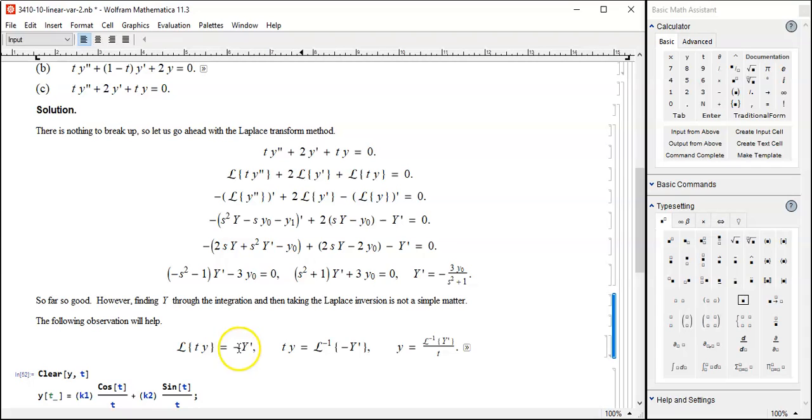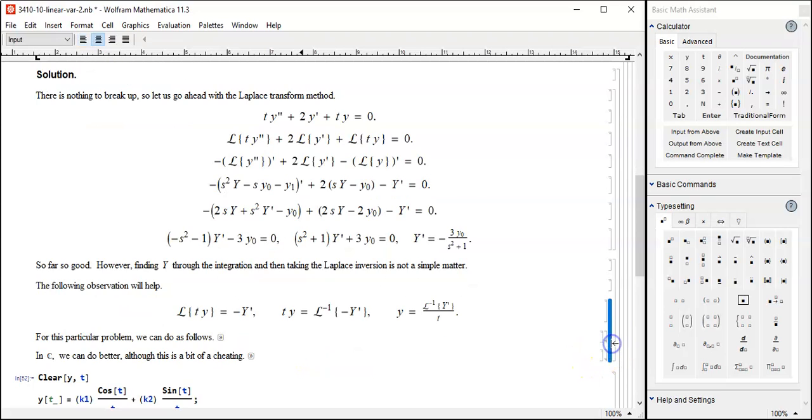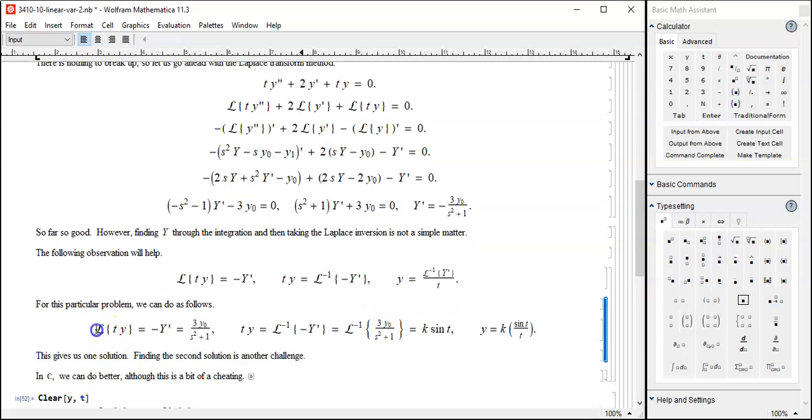Here we go. Take the Laplace inversion right here. So L of ty is minus Y prime. So if we take the Laplace inversion here, instead of getting y, you're going to get t times y. That's the trick. So here we go. L of ty is negative Y prime, and dropping this negative, we have this rational expression. And let's take the Laplace inversion right now, then ty, because that kills this, equals the Laplace inversion of this rational, which is a sine function. And ty is equal to sine, divide by t, then I'm going to get y equals k times sine t over t. That's how we get the solution.